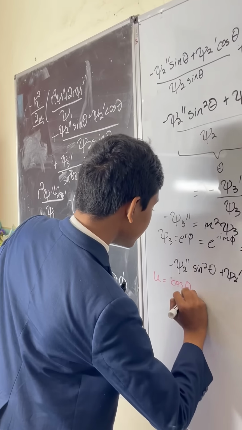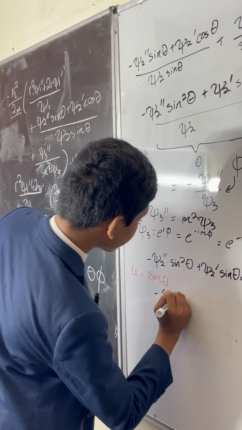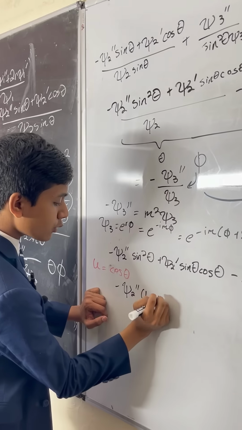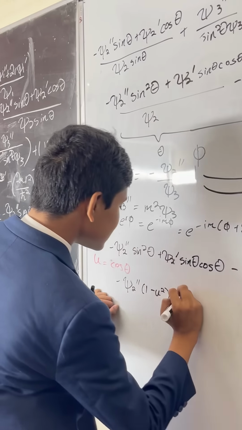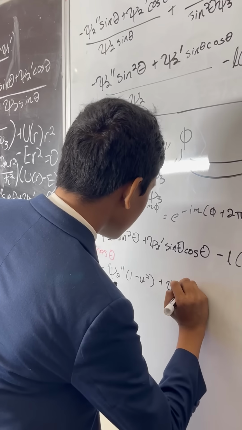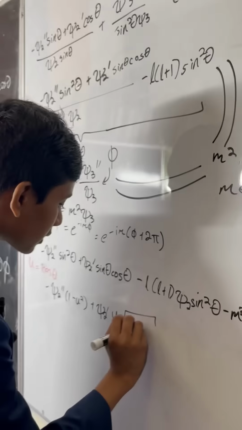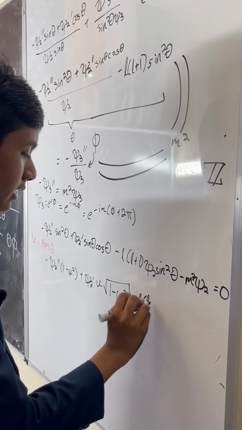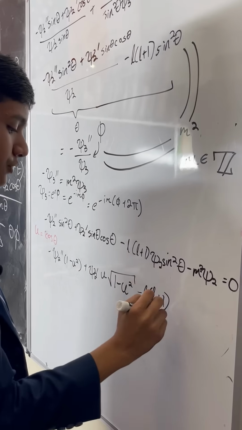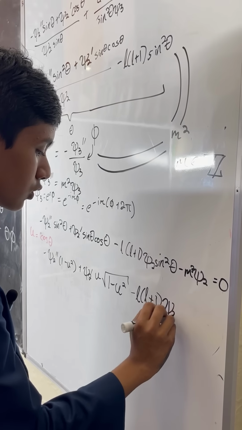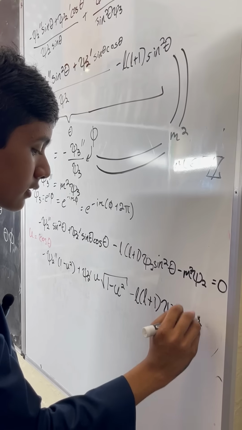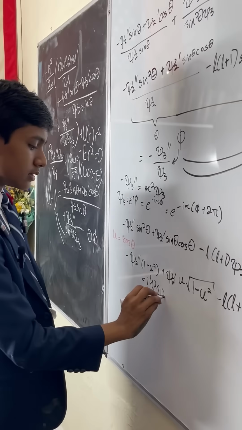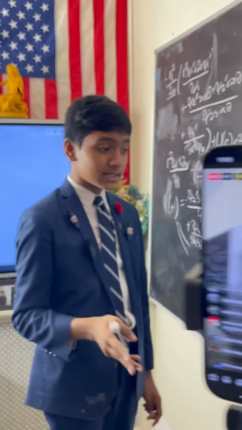You get minus psi 2 double prime. This is just going to be 1 minus u squared plus psi 2 prime u times the square root of 1 minus u squared minus L times L plus 1 psi 2 1 minus u squared is equal to m squared psi 2. And here's the coincidence.